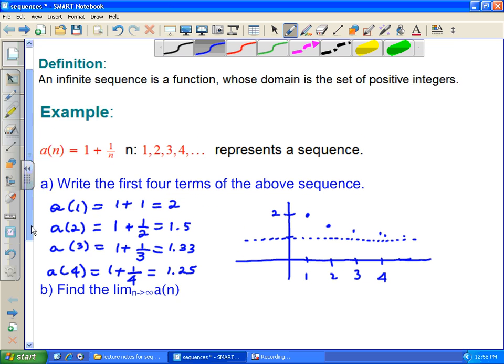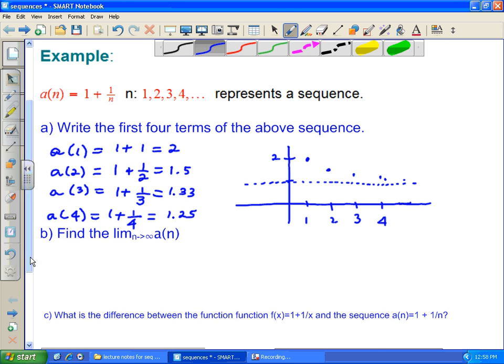So in general, we can write it like this. We can say the limit of the sequence as n goes to infinity is equal to the limit of 1 plus 1 over n. And we know that 1 over n goes to 0 as n goes to infinity. Therefore, the answer is 1.